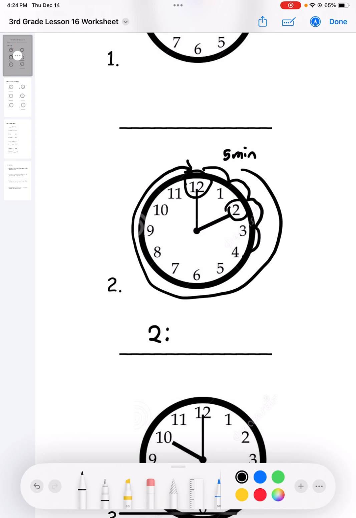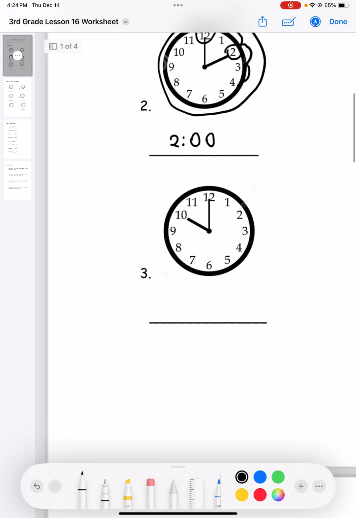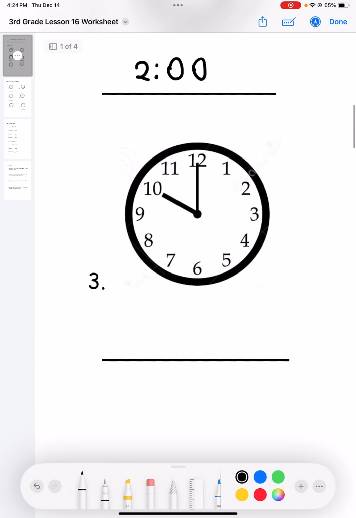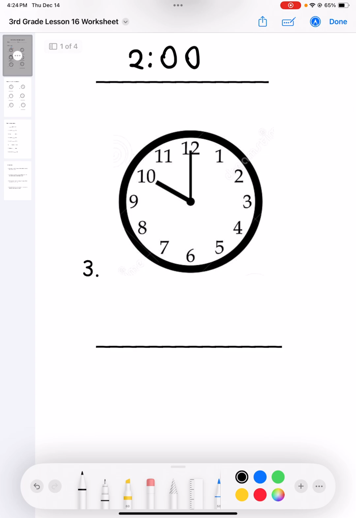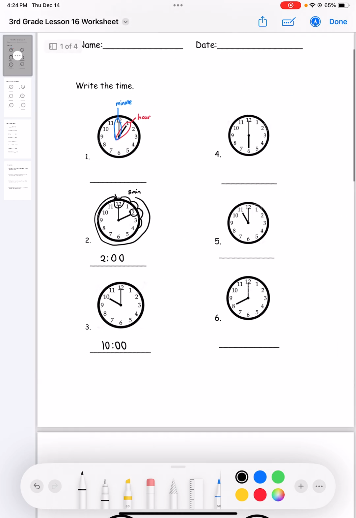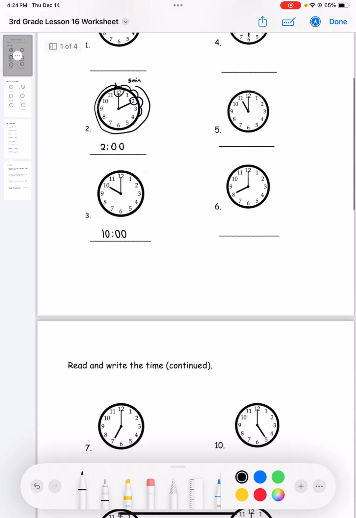So that means it's 2 o'clock, because for the hour hand, it went from 1 to 2, which is 1 hour, and on the minute hand, it went from 12 all the way back to 12, so that means it's 2 o'clock. Number 3, we have our hour hand at 10, and our minute hand is at 12 again, which means it's just 10 o'clock exactly. And the rest of these are the same.